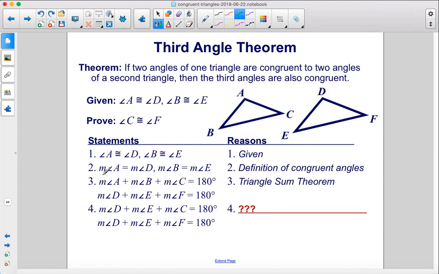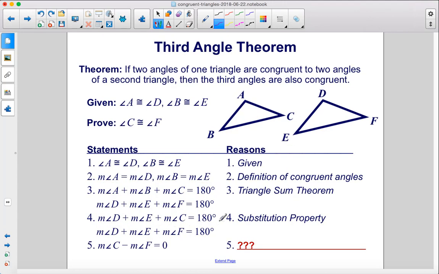Since we already determined that the measure of angle A equals the measure of angle D, we can replace A here with D, and we've already determined that the measure of angle B equals the measure of angle E, so we can also replace angle B here with angle E. So this is just some substitution so that we can get the measure of angle D plus the measure of angle E plus the measure of angle C equals 180 degrees. And we still have this same line here. That hasn't changed at all.